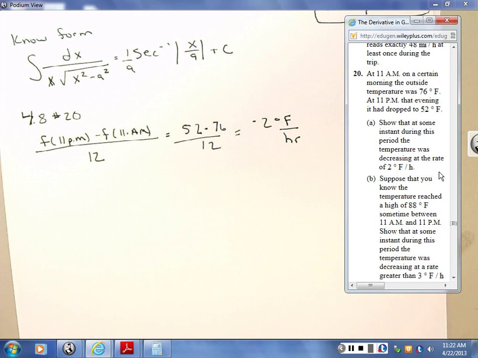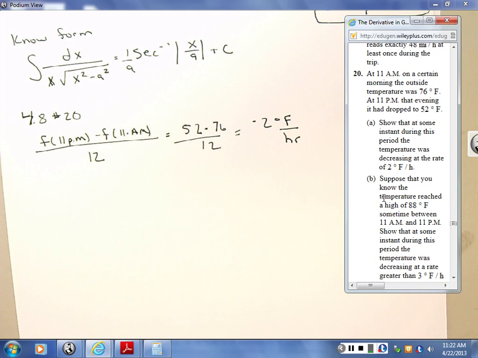The mean value theorem states that the average value at some point in this, Rolle's theorem, not the mean value theorem, help me with the other name, oh, mean value theorem. So the mean value theorem states that the slope of the secant line has to equal the slope of the tangent line at some point in there. So at some point in this interval, I'm decreasing at 2 degrees an hour.